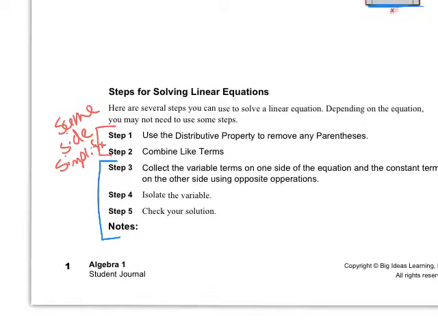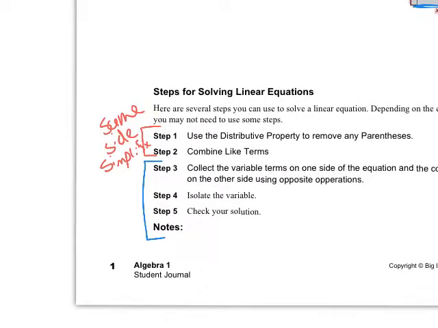So we collect the variables to one side, we collect the numbers to the other side. That's all of my opposite side, opposite operation. So always start with same side simplify. Get rid of parentheses, combine like terms, and then starting with step 3, you collect all your variables to one side. It doesn't matter which side, but whichever side you take variables to, you've got to take your numbers to the opposite side and then go from there.